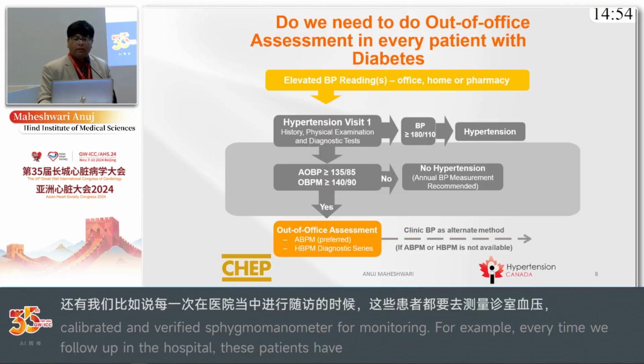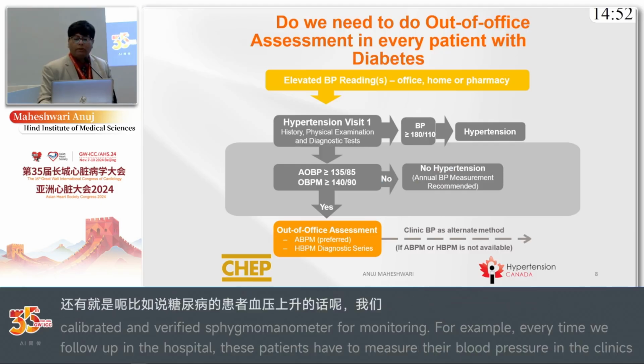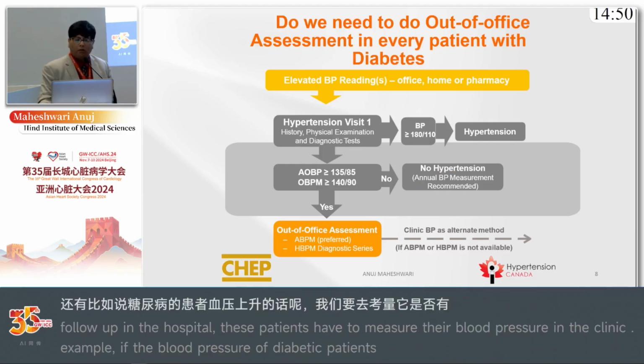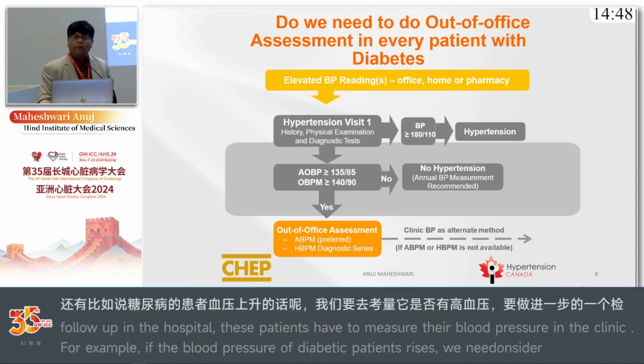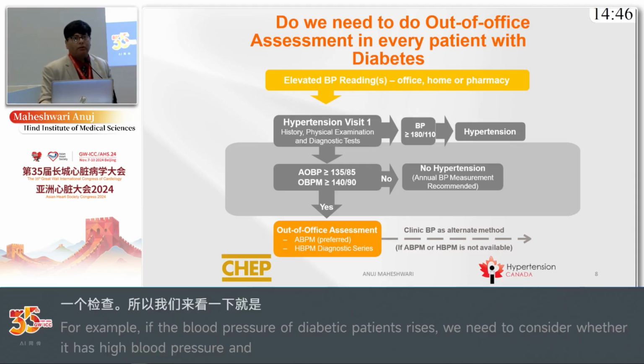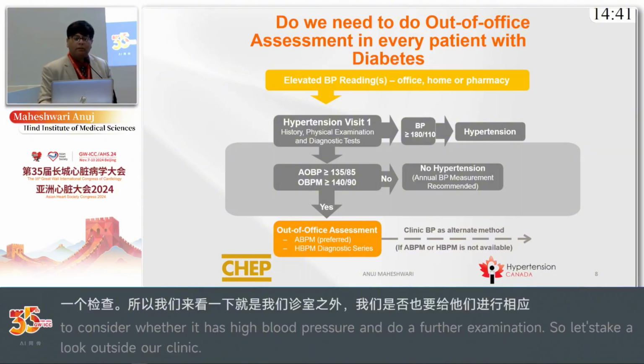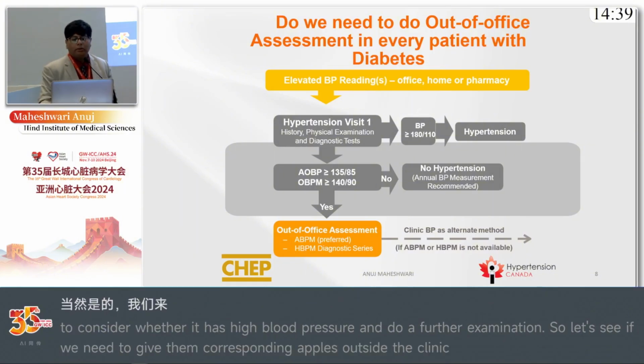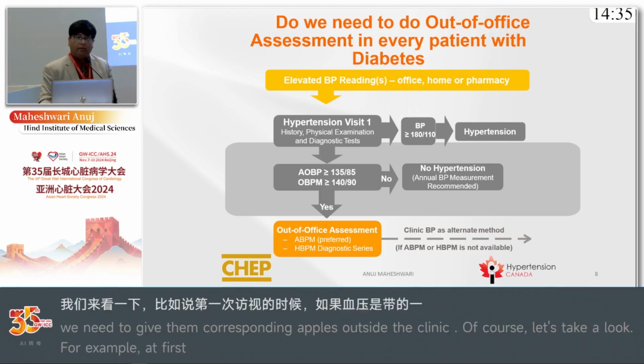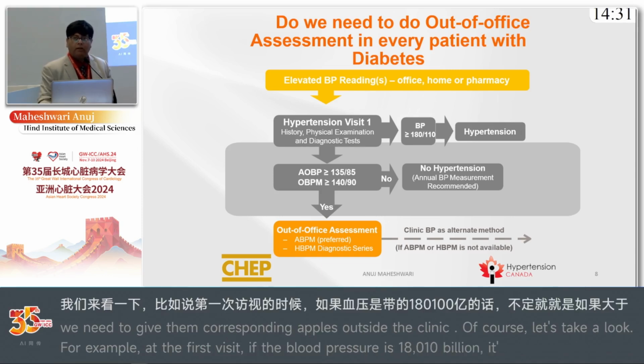Now the question arises: do we need to do out-of-office assessment in every patient with diabetes? Of course not. Those who come with stage 2 hypertension, 160 by 100 systolic and diastolic, do not really need to be confirmed by out-of-office measurement of blood pressure. They can be taken up for treatment, both pharmacological and non-pharmacological, together.